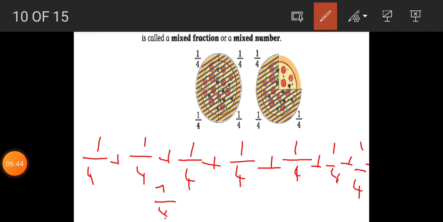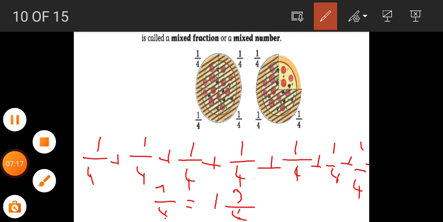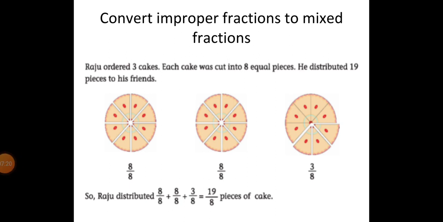Which we can also write as 1 whole pizza and then 3 by 4, right? So 3/4 of the second pizza. So this is called the mixed fraction. So when we add a whole number and a proper fraction, we get an improper fraction as the sum, which can further be written as a mixed fraction. Now, we are going to learn how to convert improper fractions to mixed fractions.